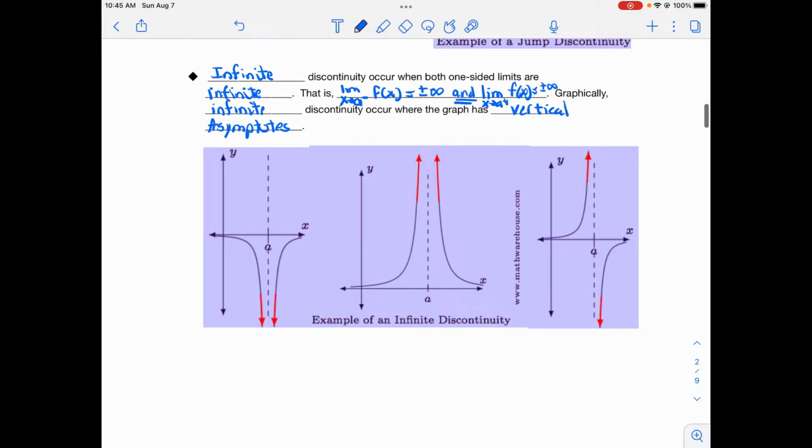Okay, so here are 3 examples of infinite discontinuity. In the first graph, you see we have a vertical asymptote, and the limit from the left is going to negative infinity. The limit from the right of A is also negative infinity, so that's infinite discontinuity. Here, the limit from the left and the limit from the right is going to positive infinity in both directions, and so infinite discontinuity. In our third graph, the limit from the left is going to positive infinity, but the limit from the right is going to negative infinity. They're still going, both sides are going to infinities, so we have infinite discontinuity.